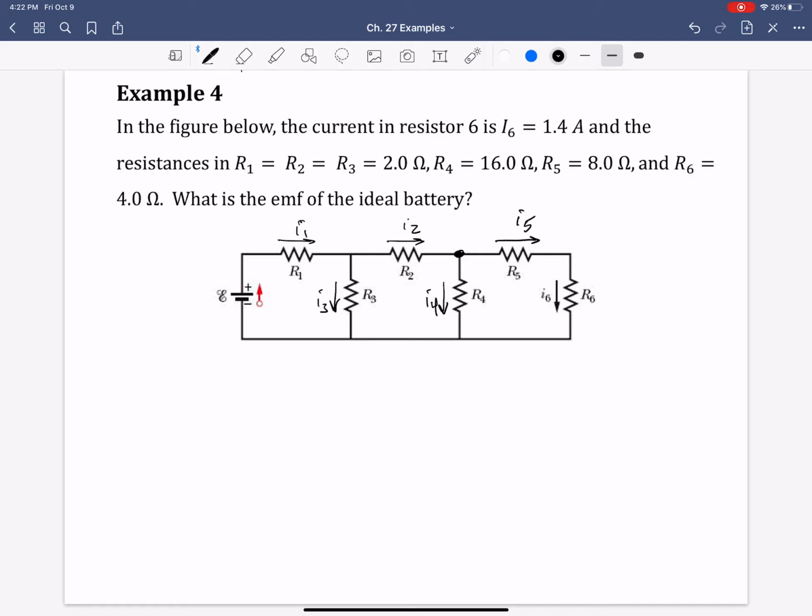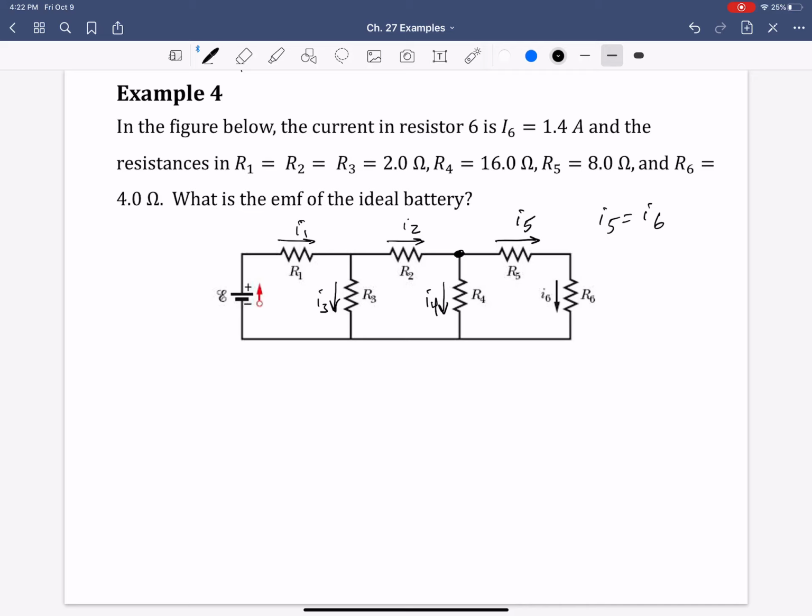Okay. All right, so let's start with what we know. We know the value for I6, which is the current through resistor 6, because R5 here is in series with R6, right? And that's the same leg of that circuit loop. The current I5 is the same as I6, okay? The voltage drops will not be the same because they have different resistances, but the current value will be the same. Okay, so we can make a note, I5 equals I6.